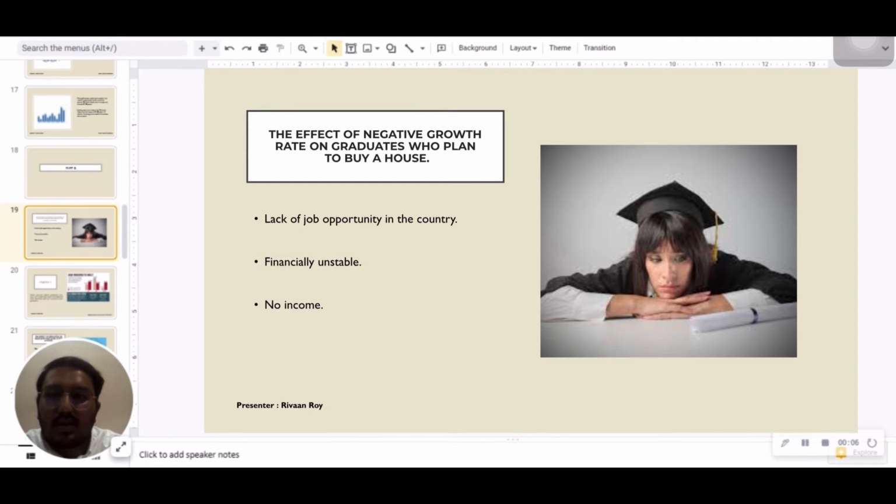So now I want to present the effect of negative growth rate on graduates who plan to buy a house. The graduates who plan to buy a house may have a lack of job opportunities in the country, because when there is negative growth rate in the country, which means the demand is less and fewer final goods are produced. So the graduates may have less job opportunity, which can lead them to have difficulty finding a job to buy a house. And also when graduates face a lack of job opportunities, it leads them to be financially unstable, with no income at the last.